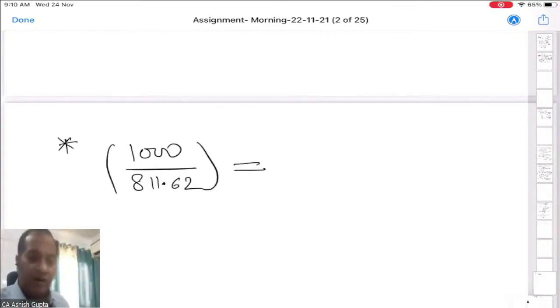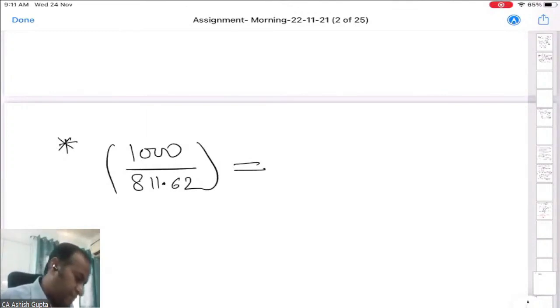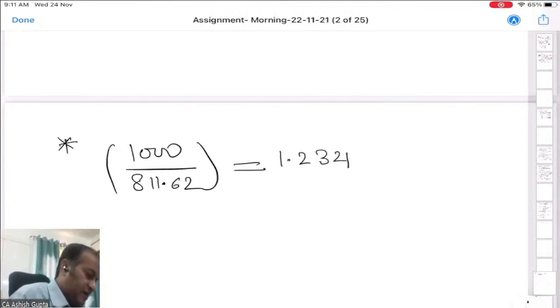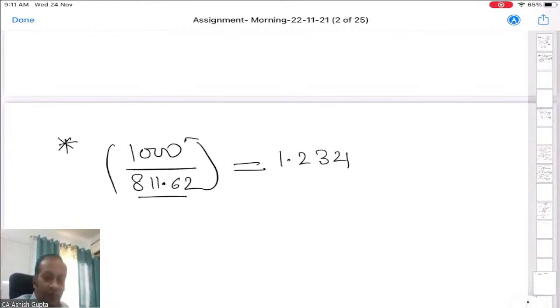Okay, student. Now let us find out this figure. So the figure is coming. One second. The figure is coming like that. Okay. Now ultimately it says that if I today invest this much of money, I will get after 2 years 1000 rupees.